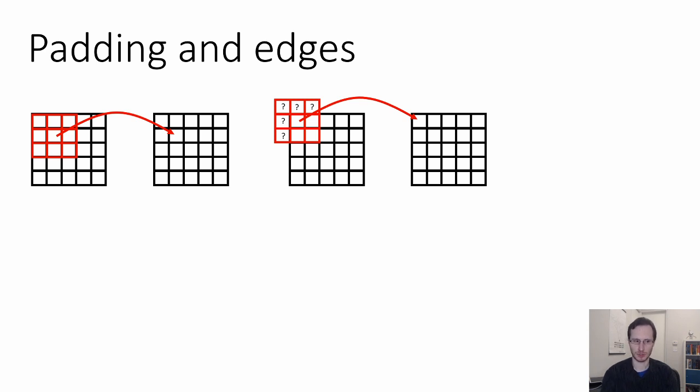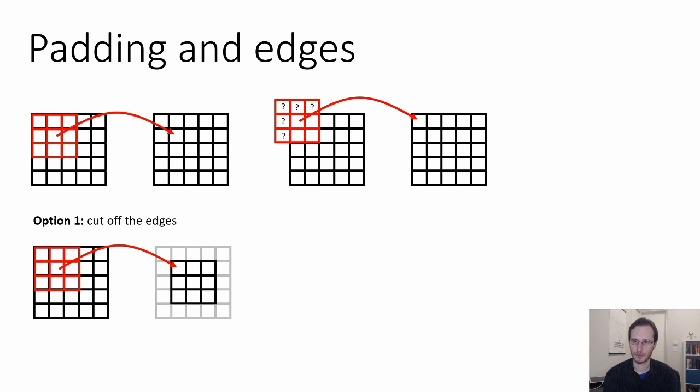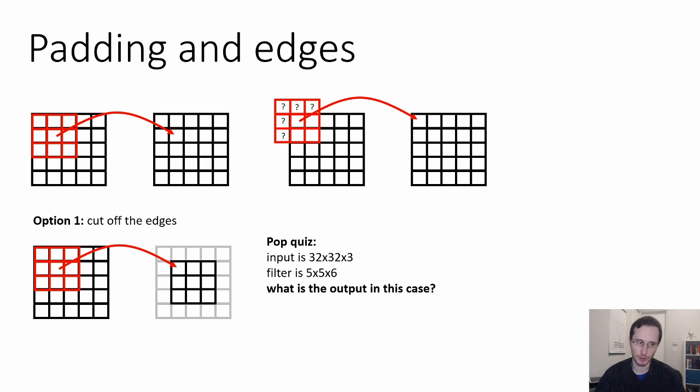There are basically two choices for addressing this issue. One option is to simply cut off the edges, basically disallow the filter from ever being evaluated at a point where some of the indices become negative or larger than the image width. So in this case, if you have a 3x3 filter and a 5x5 image, the result would be 3x3 because those corners would result in these invalid values. That's a perfectly reasonable way to do things, and we can work through a little example to try to understand how this will change the size of the activation map.